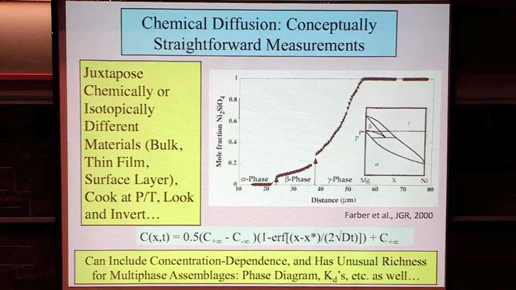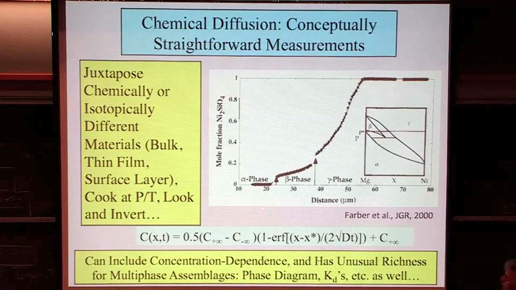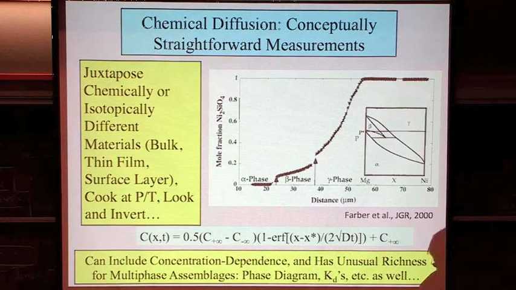And the nice thing about this is you can get concentration dependence of this, and there's an unusual richness of this for multi-phase assemblages. You can constrain the phase diagram of this material from where this discontinuity occurs between alpha and beta phase. You can even get partition coefficients from the relative difference here. There's a lot of potential richness here. Fortunately, this is a relatively fast diffusing system by geologic standards, and you're really looking across 30, 40 microns, which makes things a little challenging.